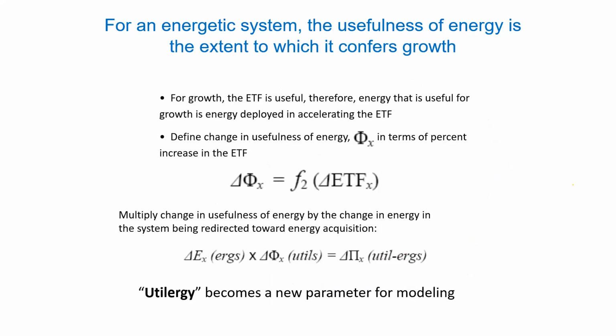So for an energetic system, you can now think about the energy that's being used in the energy technology feedback. Now, depending on your politics, you might think it's not such a good thing. But from the point of view of system evolution, the energy technology feedback is some of the most useful expenditure of energy for any growing system. So we can define a usefulness of this energy in terms of the percent increase in the energy technology feedback. And so we start to be able to get some handle on how we would measure this and what we might do with it in a modeling exercise.